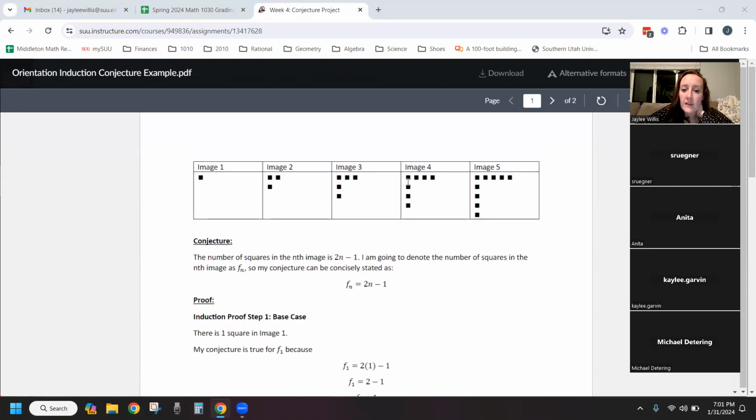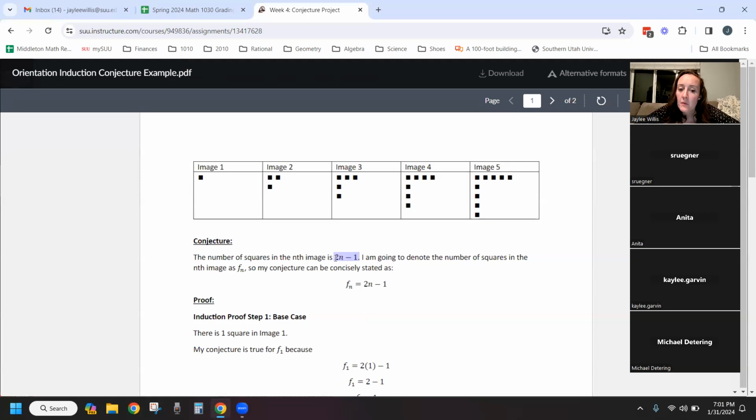And as you look at these images, it's relatively easy to see what the pattern is. You have one square and then you add 2 squares onto the ends, and then you just keep doing that with all these images. So image 3 has an additional 2 squares compared to image 2, and so on and so forth. And we talked about in the orientation how we could predict, based on the number of squares, how many squares would be in the nth image.